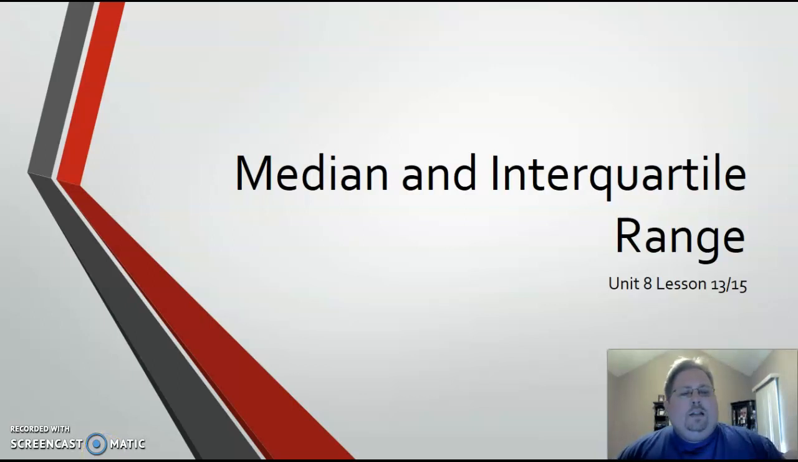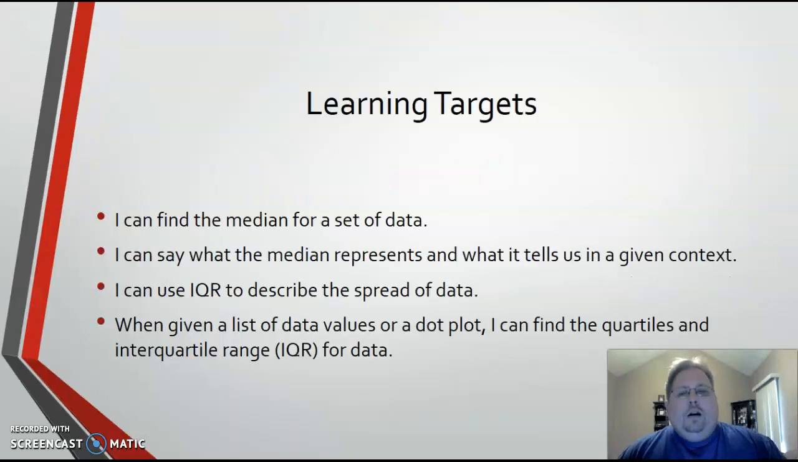So this is Unit 8, Lesson 13 and 15. Our learning targets are: I can find the median for a set of data, I can say what the median represents and what it tells us in a given context, and I can use the interquartile range or IQR to describe the spread of data. When given a list of data values or a dot plot, I can find the quartiles and interquartile range, or IQR, for data. You're going to see this IQR typically when we're looking for interquartile range. It's not always written out in that long word.